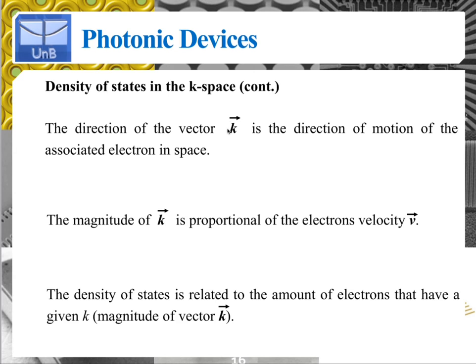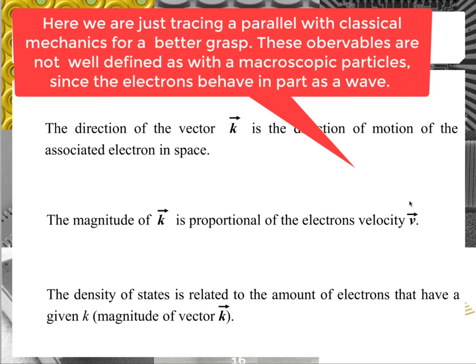So the direction of this vector is the direction that the electron is generally moving. The magnitude of k is proportional to the electron's velocity, because momentum is, in classical mechanics, m times v. So if there's a linear relation with respect to momentum, then k varies in proportion to v. The larger the k, the larger the velocity or the speed of the electron.